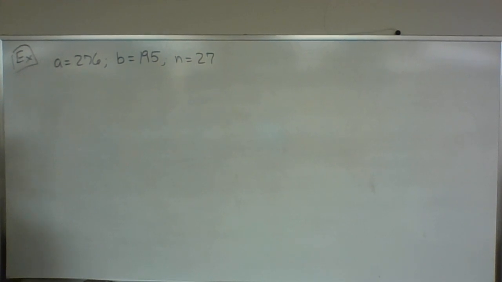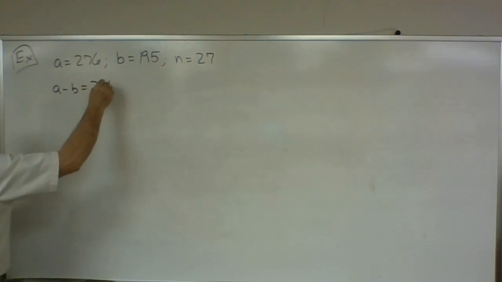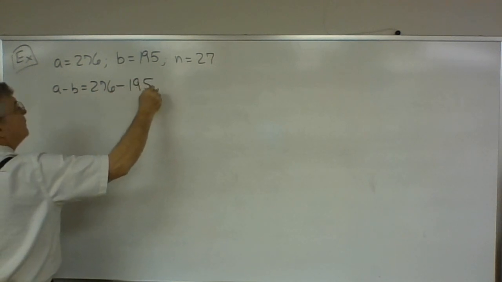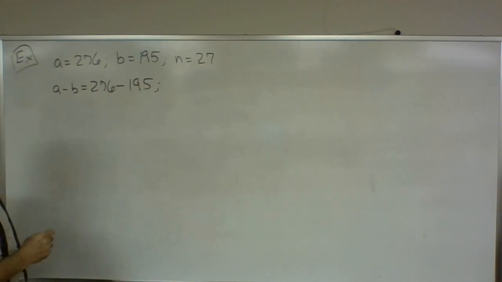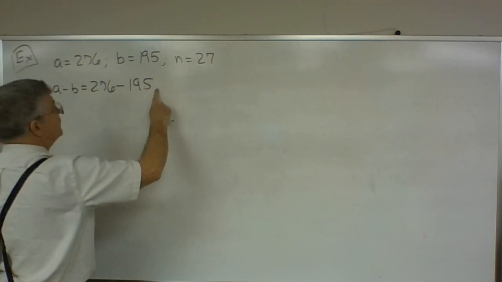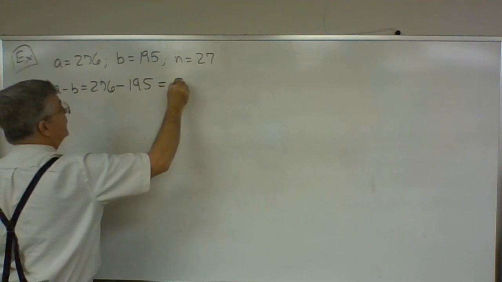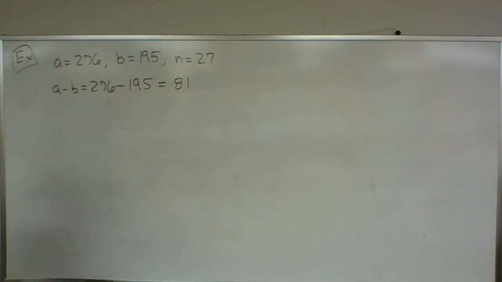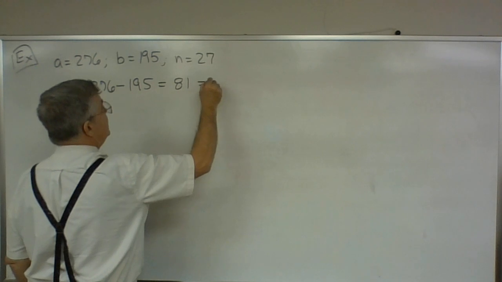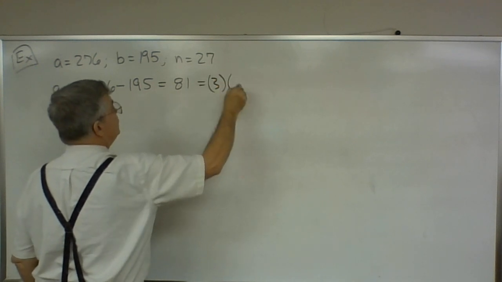Let's see if they are congruent mod 27 or not. A minus B is 276 minus 195. So let's see, 5 plus 76 is 81. They're both powers of 3, aren't they? Okay. Yeah, okay. So 81 equals 3 times 27.